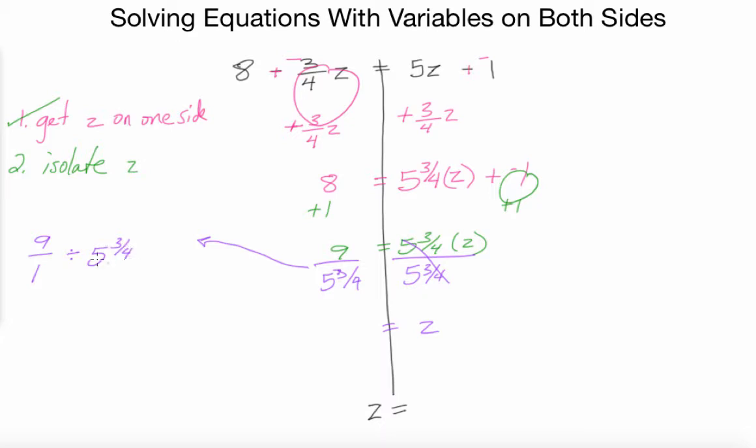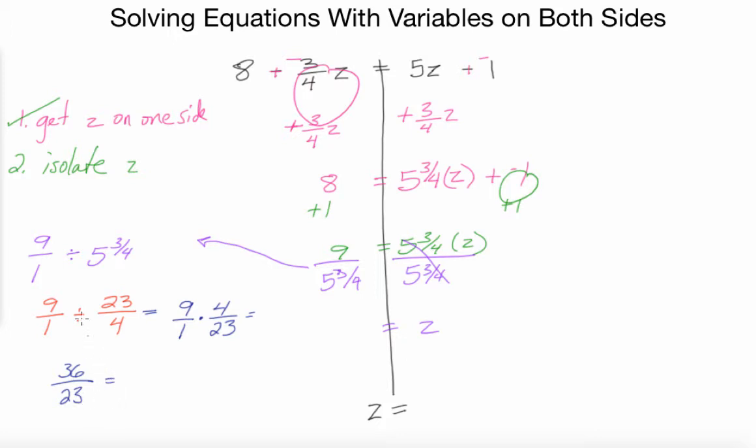So let's take 5 3/4. 4 times 5 is 20, plus the 3, that turns into 23/4. So now there's my problem: 9 over 1 divided by 23/4. Well, we also know division turns into multiplication if I multiply by the reciprocal. So that's really the same as 9 over 1 times 4 over 23. And now we're in business. I can multiply the top: 9 times 4 is 36. 1 times 23 is 23.